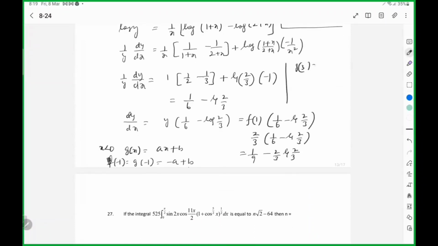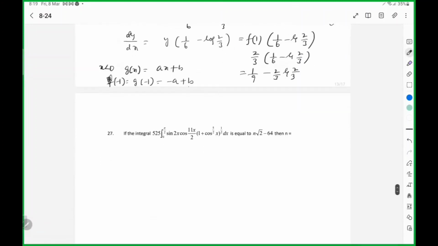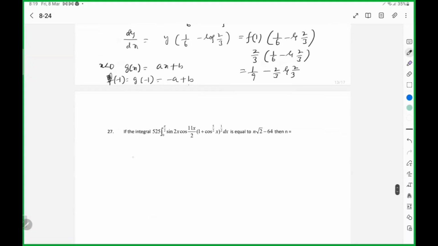So g of 3 will be 3a plus b. B is 0. 3 times 1 by 3 minus 2 by 3 log 2 by 3. This is the answer.